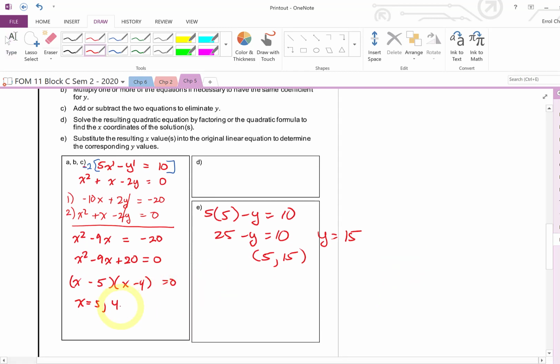Going to test the other x value of 4. 5 times 4 minus y is equal to 10. That's 20 minus y is equal to 10. Again, the only y value is 10. So what is the intersection? It's going to be an x value of 4 and a y value of, oops, I don't know why I wrote that, 10.